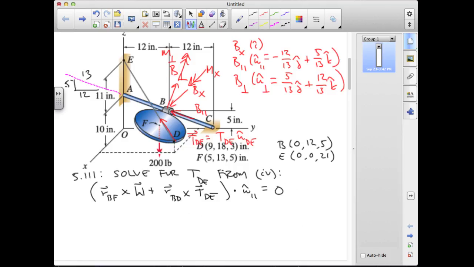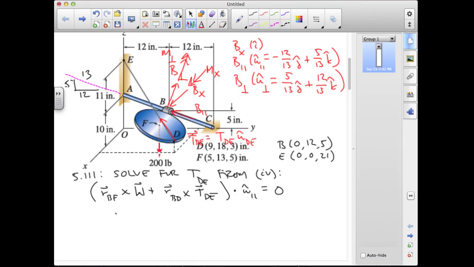Okay, so now that we've decided on our solution strategy, I'm going to go back to my free body diagram, and I have added a couple of different points. I've added B, which is in the YZ plane and has coordinates 0, 12 inches in J, and 5 inches in K, and point E, which is at 0, 0, 21 inches. We now want to construct the appropriate relative position vectors and take this dot product and solve for the tension in DE. So let's just make a note.